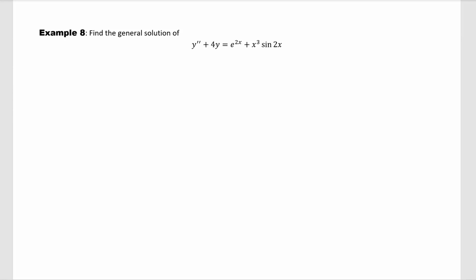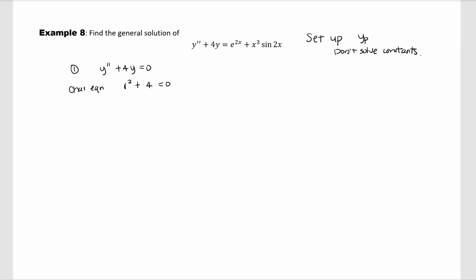Okay, so for the next problem, I just require you to set up the yp, and you don't need to solve the constants. So set up the yp and don't solve the constants. First of all, we still need to figure out our homogeneous solution. So the homogeneous differential equation is this guy. The characteristic equation is r squared plus 4. Don't put 4r here. This is y, this is not y prime.